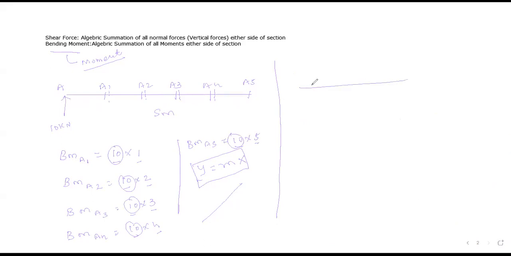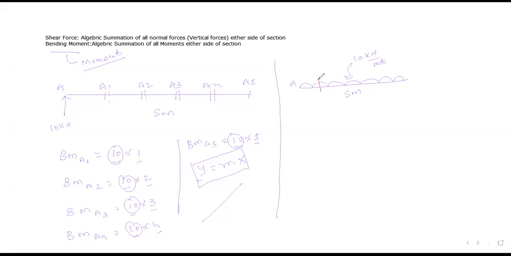Next we will discuss uniformly distributed load. Suppose the value of load is 10 kilonewton per meter. This is the point A. Again, length is 5 meter. Again, I will divide this length into 5 equal parts.